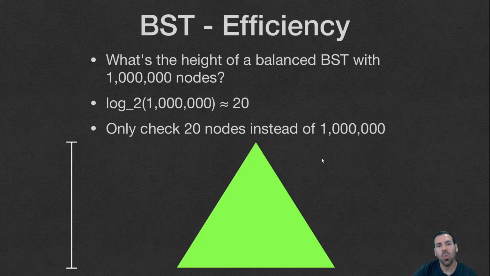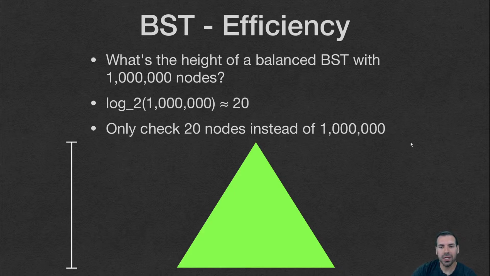You only have to check 20 nodes to get from the root to a leaf in a binary tree of 1,000,000 nodes. Log base 2 of 1,000,000 is a little less than 20. If I have 1,000,000,000 nodes, it's about 30. Trillion nodes, it's about 40. For every 3 zeros you add on to your base 10 number, log base 2 of that is about 10 extra. It's actually slightly less than 10 extra.